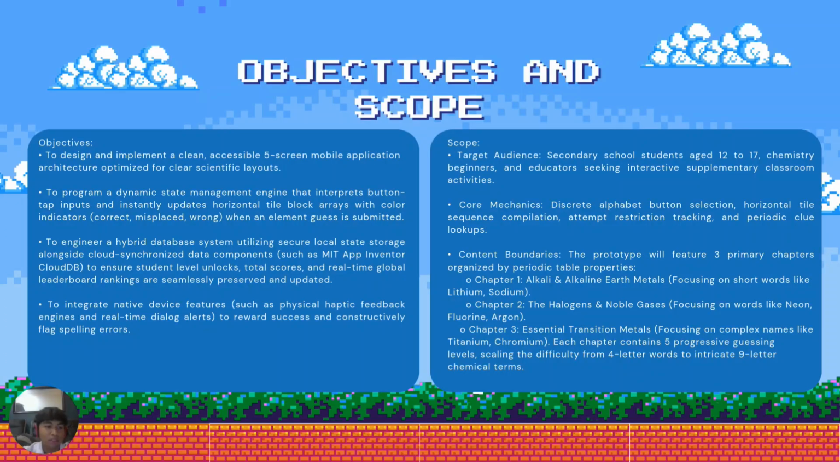And the last one is to integrate native device features such as physical haptic feedback engines and real-time dialog alerts to reward success and constructively flag spelling errors. For our scope, we would like to target the audience, for example secondary school students aged 12 to 17, chemistry beginners and educators seeking interactive supplementary classroom activities.